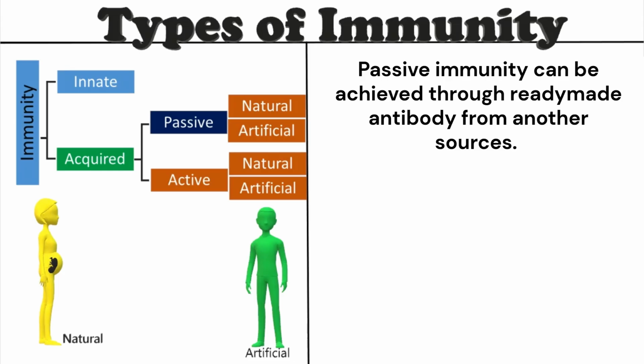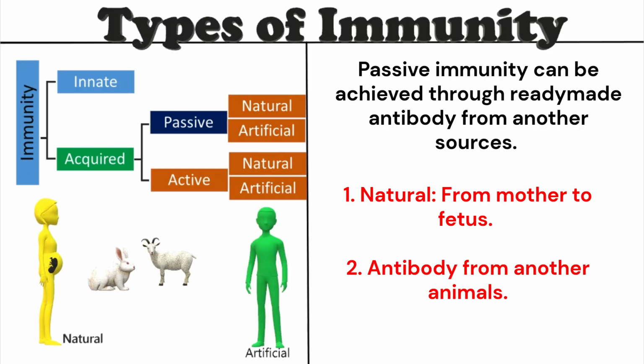But what happens when we receive antibodies from another source? This is called passive immunity. It can also be achieved in two ways: natural and artificial. If antibodies are produced by the mother and transferred to the fetus, it is called natural passive immunity. But do you know all animals can synthesize antibodies just like we do? Animals like horses, goats, and rabbits are preferred sources of antibodies that can be injected into your body.